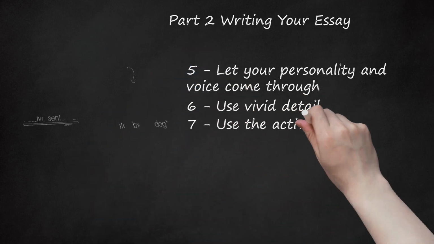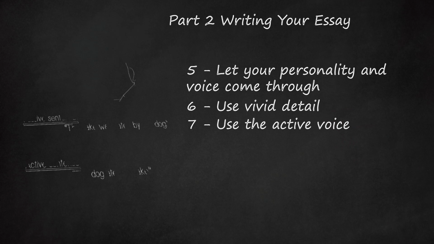7. Use the active voice. Avoid passive sentences or weak sentences. Use active verbs and show when possible. Only tell the reader something, for example, "I was in the basement when this happened," when you are summarizing an experience. An example of a passive sentence is, "The cake was eaten by the dog."